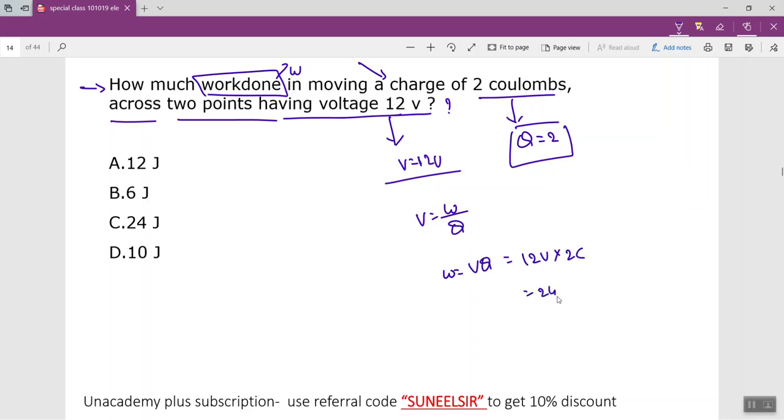V they have given 12 volts and Q they have given 2 coulombs. 12 into 2 is 24. Work units are nothing but joules, so 24 joules. Option C is the correct one. Okay, problems are very simple if you know basic formulas.